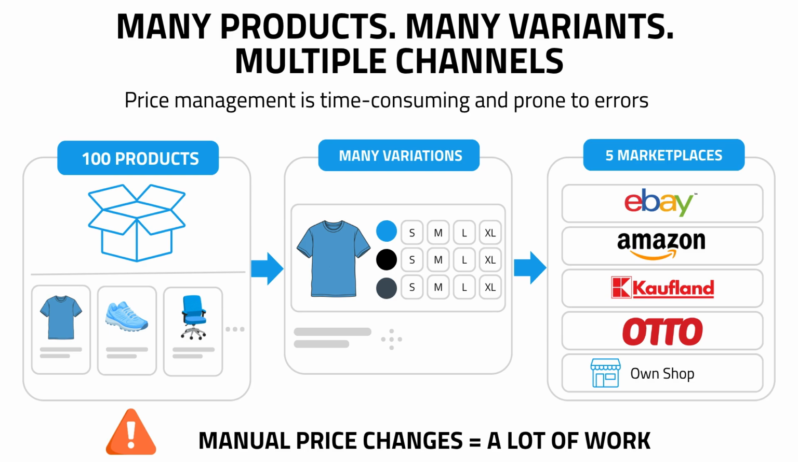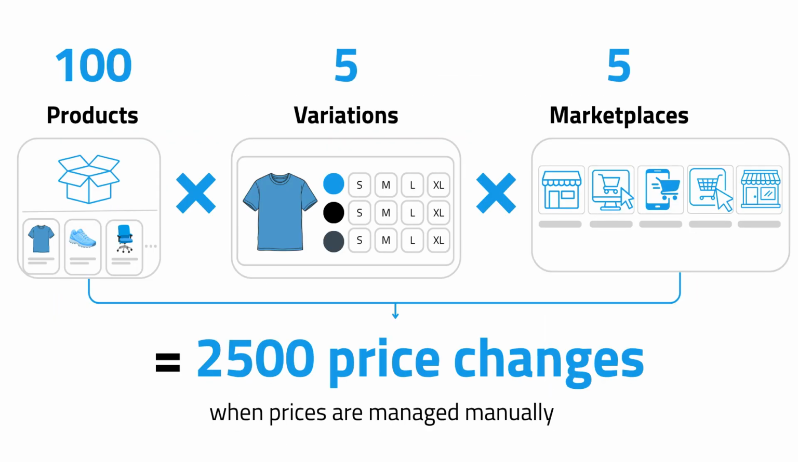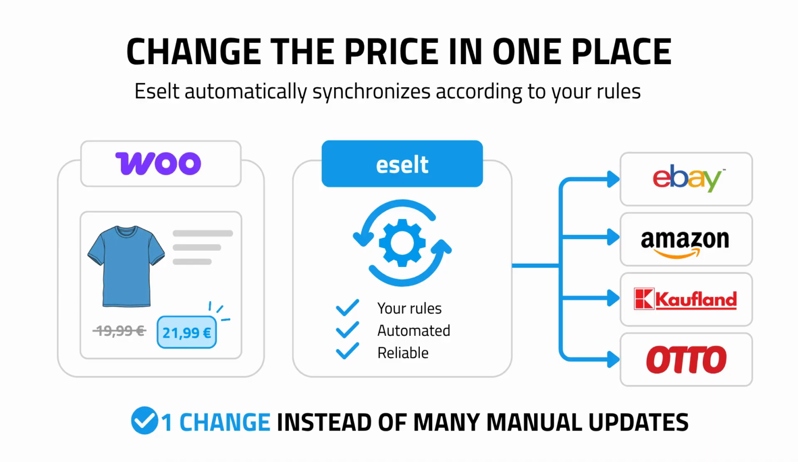If you sell many products with variations on multiple marketplaces, managing prices can quickly become a lot of work. With 100 products, several variations, and different sales channels, you can easily end up with hundreds or even thousands of price changes. With Price Sync in Eselt, you manage the price in one central place, for example, in WooCommerce. Eselt then automatically transfers the prices to your marketplaces and applies your selected price rules.